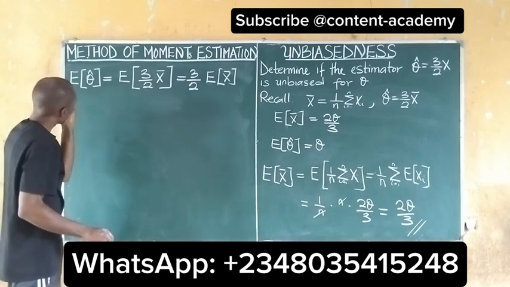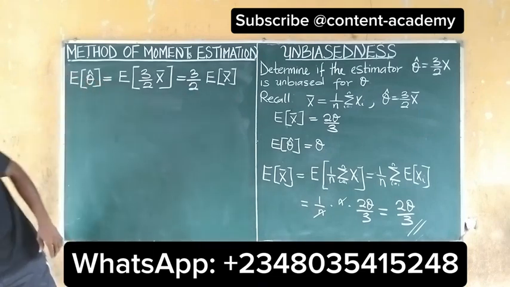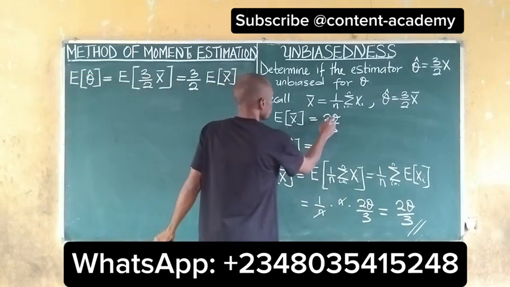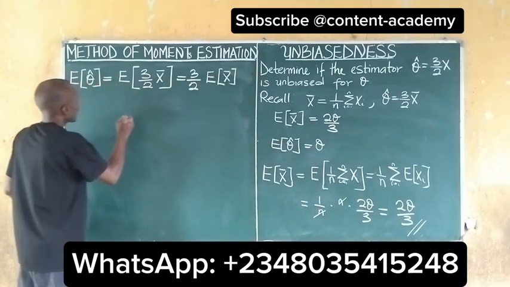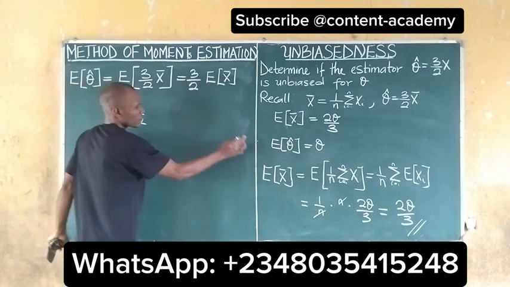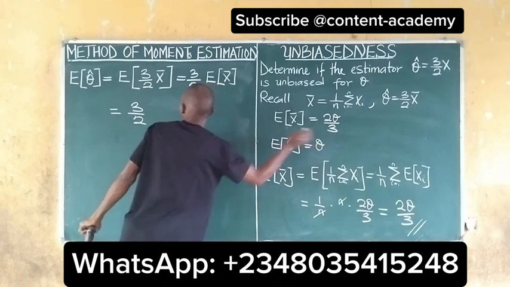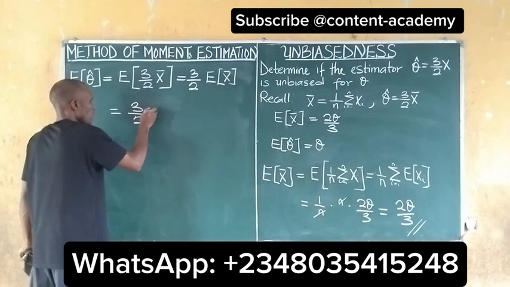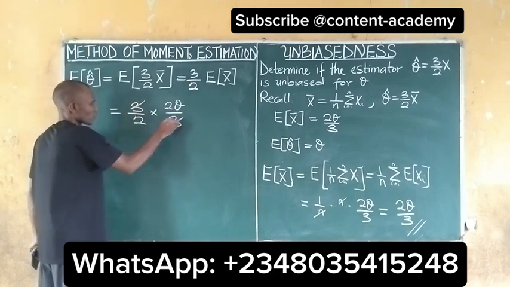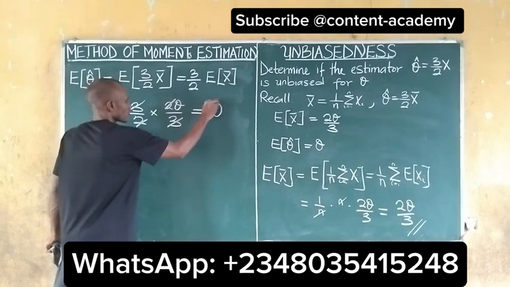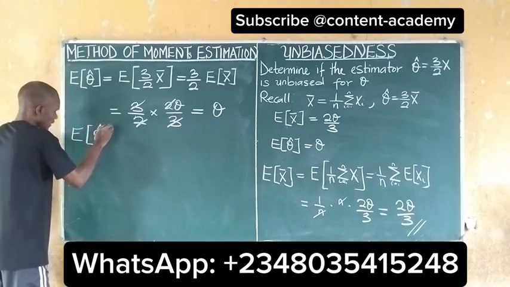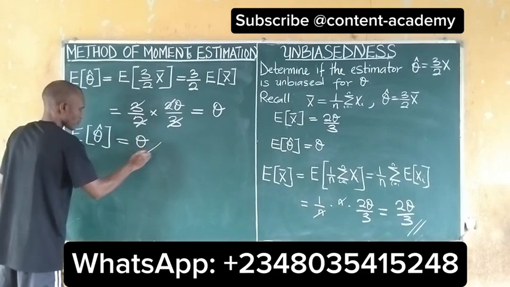Now we ask ourselves, what is the expectation of x bar? It is 2 theta all over 3. So we have it equal to 3 all over 2 multiplied by 2 theta all over 3. Of course, this will cancel this and this will cancel this, which gives us theta. So it means that the expected value of theta estimate is equal to theta.